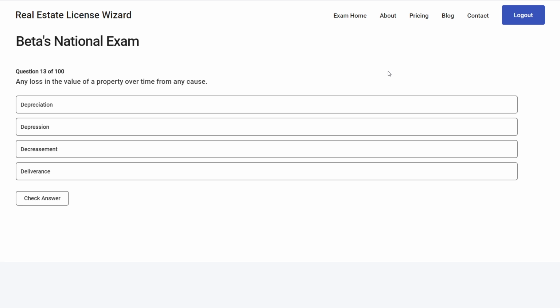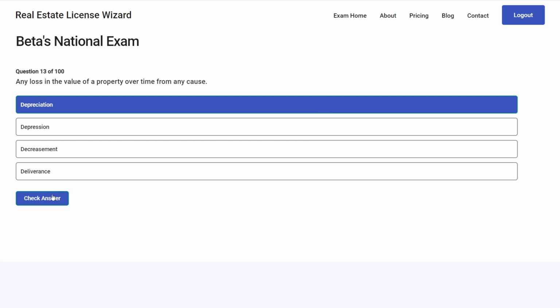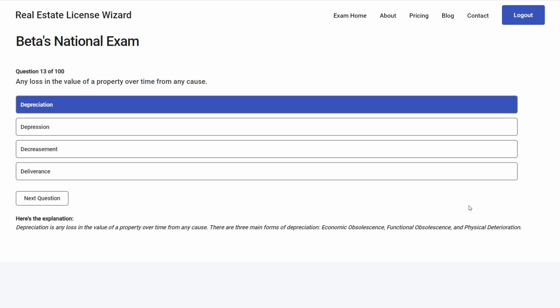All right. Did you guys come up with it? The correct answer for this one is depreciation. Yes. Depreciation is any loss in the value of a property over time from any cause. And of course, the three main forms of depreciation are economic obsolescence, functional obsolescence, and physical deterioration.